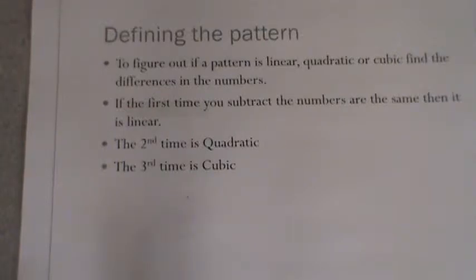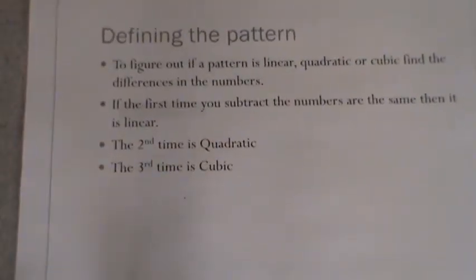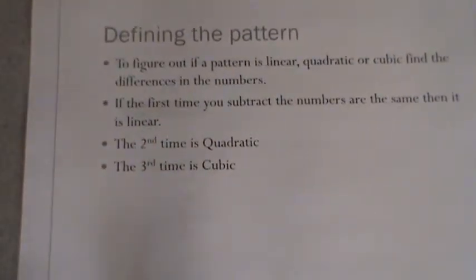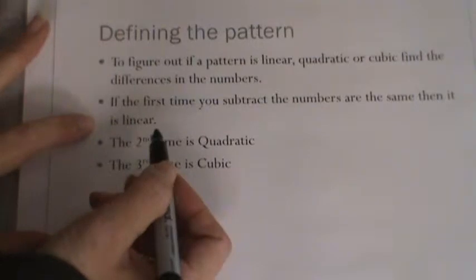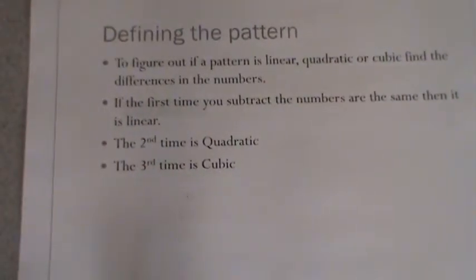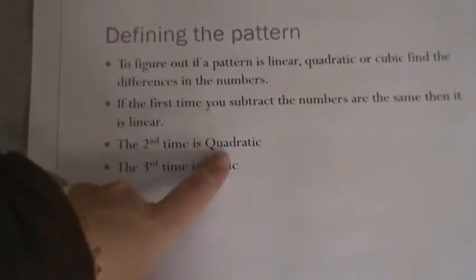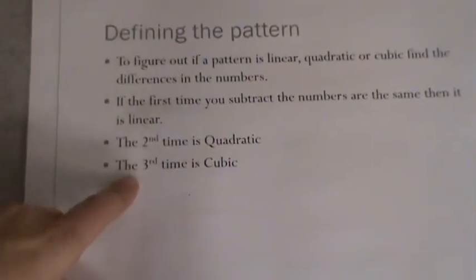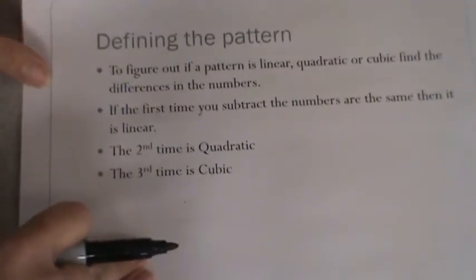Do you keep adding the same number? Do you keep multiplying the same number? And so what it means, if you look at the pattern, if you keep adding or subtracting the same number, that's linear. So that's what I mean. The first time you subtract, if the numbers are the same, then it's linear. Now, if there's a pattern in your pattern, so if your pattern keeps increasing by 1 or decreasing by 2, that's going to be quadratic. And then if you subtract a third time, that's going to make it cubic. So let me show you what I mean.